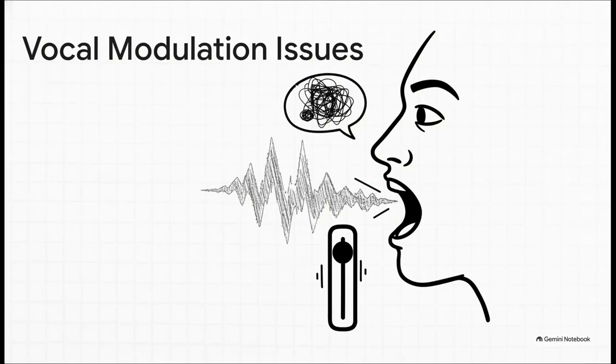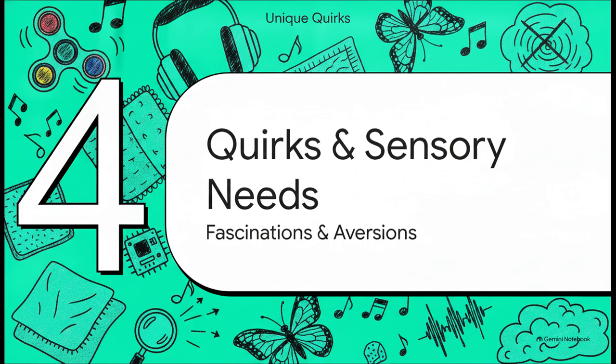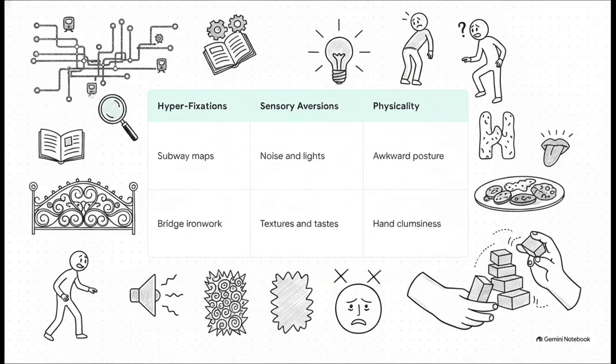And it's not just the words they choose, right? It's how they physically deliver them. Even with that amazing, sophisticated vocabulary, they very often struggle with vocal modulation. This means they have difficulty regulating their tone of voice, finding the appropriate pitch, or properly controlling their volume for whatever specific setting they happen to be in. Section 4. Unique quirks and sensory needs. Fascinations and aversions. And this brilliantly illustrates the sheer complexity of Asperger's.